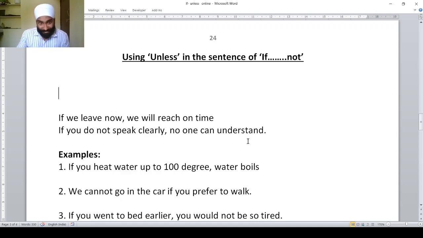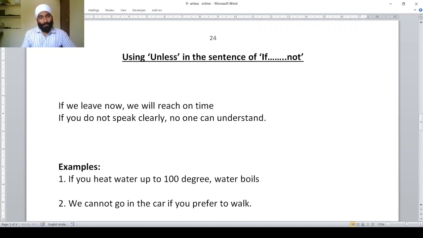In today's session, we will learn using unless in the sentence of if not. In the previous video, you have learned how to use if not in the sentence of unless. But today we will learn how to use unless in the sentence of if not. You will get two types of sentences, if not or if. Two types of conditional sentences, either positive or negative. How to convert them using unless.